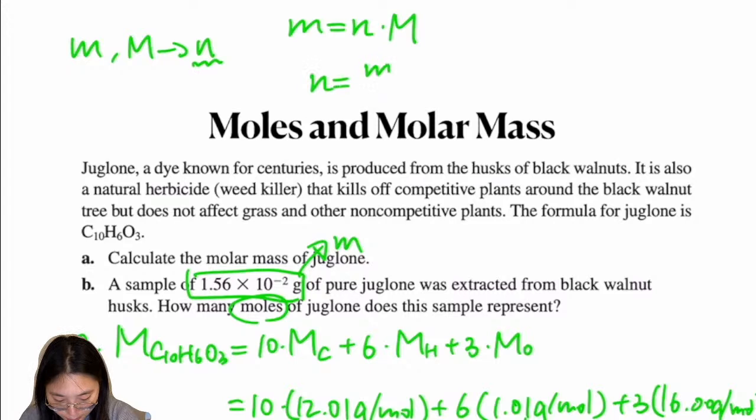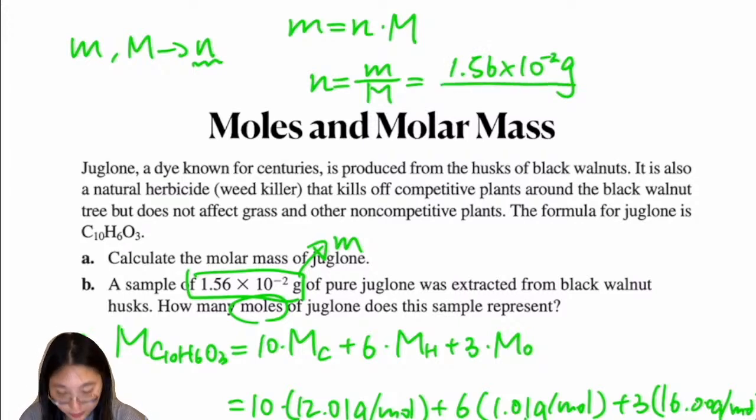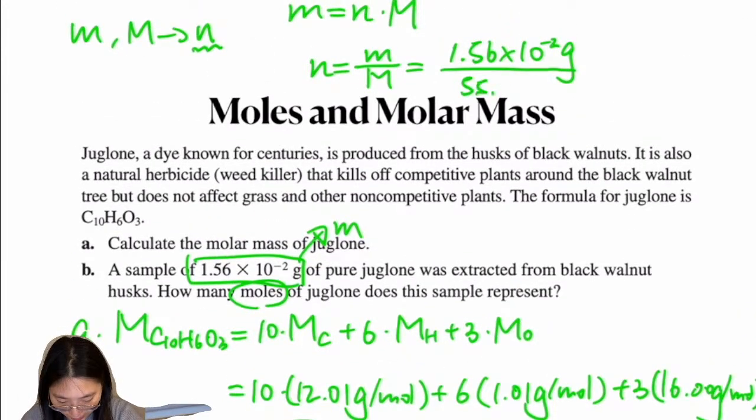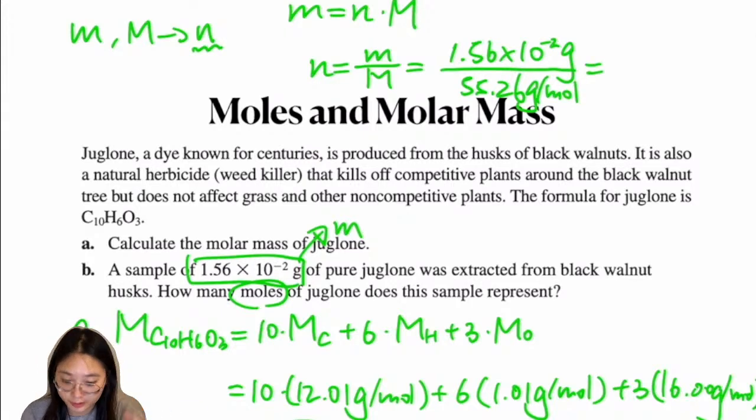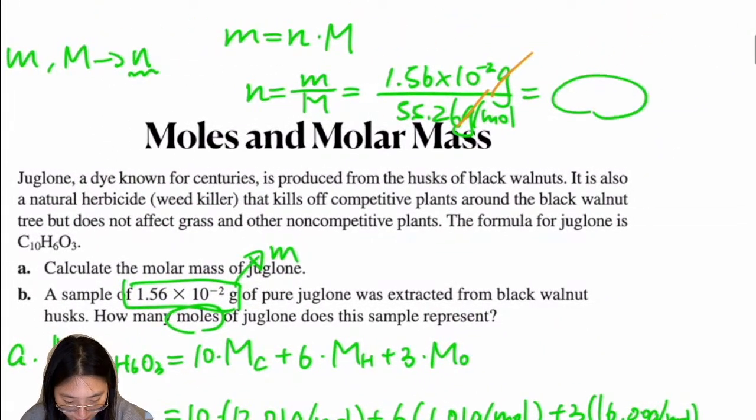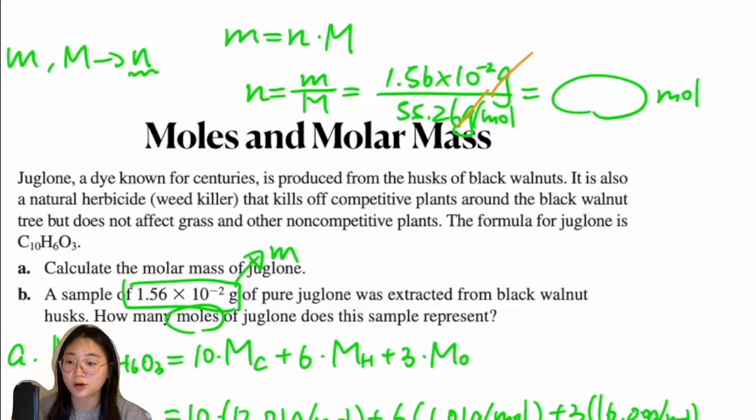Then n is equal to mass divided by molar mass. So that's equal to 1.56 times 10 to the negative 2 grams divided by the molar mass that we just calculated in part A, which is 55.26 grams per mole. Now you notice that we have grams in the numerator and grams in the denominator, so the grams cancel out. Then we're left with the unit of the mole. And again, just use a calculator to do the calculation. That's it.